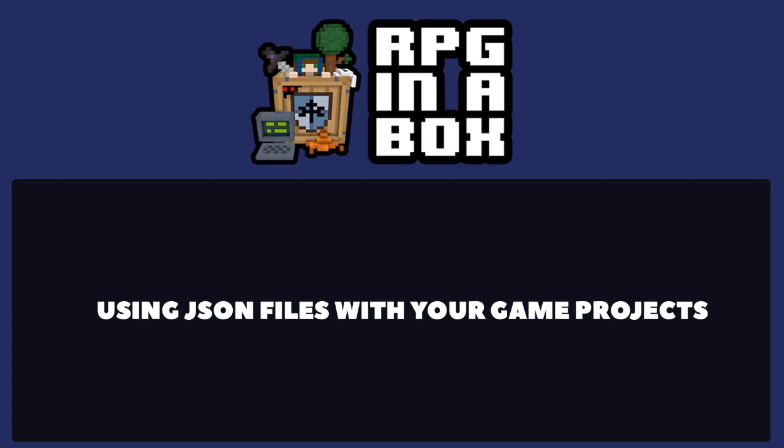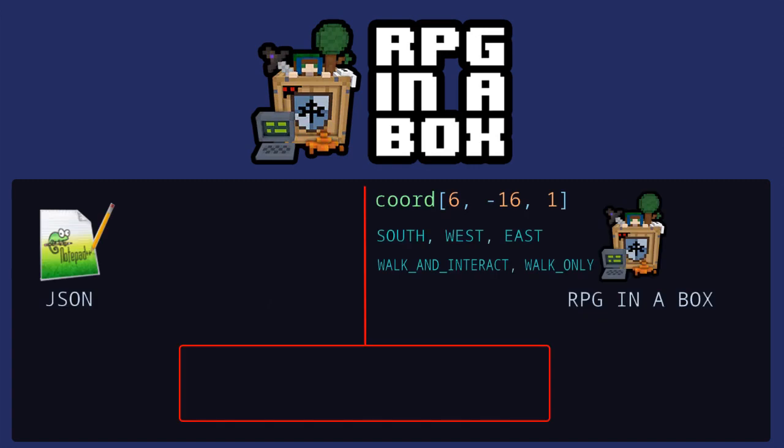The other limitation to be aware of with JSON files is that because they are not exclusive to RPG in a Box, JSON files are used in many different game design software, but also web design servers, that sort of thing. It means that there's going to be some data types that are RPG in a Box specific, such as coordinate, tile, cardinal directions like south, west, east, navigation types like walk and interact only.